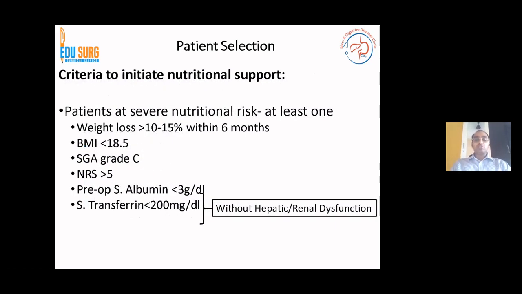So the criteria to initiate nutritional support are that patients who are at severe nutritional risk, you calculate the NRS and SGA, and patients who are at severe nutritional risk are those who have at least one of the following: either a significant weight loss within the last 6 months, a BMI less than 18.5, a subjective global assessment grade C, that is severely malnourished, a nutritional risk score more than 5, a pre-op albumin less than 3, and a serum transferrin less than 200. And both these are, of course, without any hepatic or renal dysfunction. So these are the patients who are at severe nutritional risk, and they should receive nutritional support and nutritional rehabilitation prior to the surgical intervention.